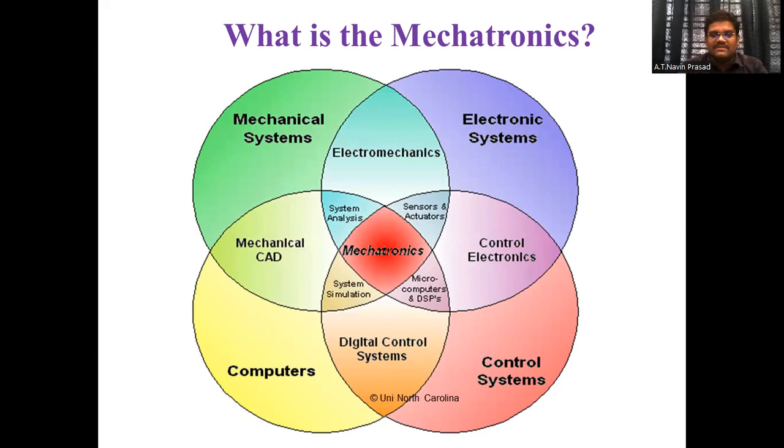So what is mechatronics? We have already discussed it in the previous slide. It consists of the mechanical system and the electronic system, and both combined together are called electromechanics. We also have mechanical CAD and control electronics, computers, and control systems. Everything together is called the mechatronic system. Nowadays, all industries have mechatronic systems, including in our home applications, and also in our vehicles.